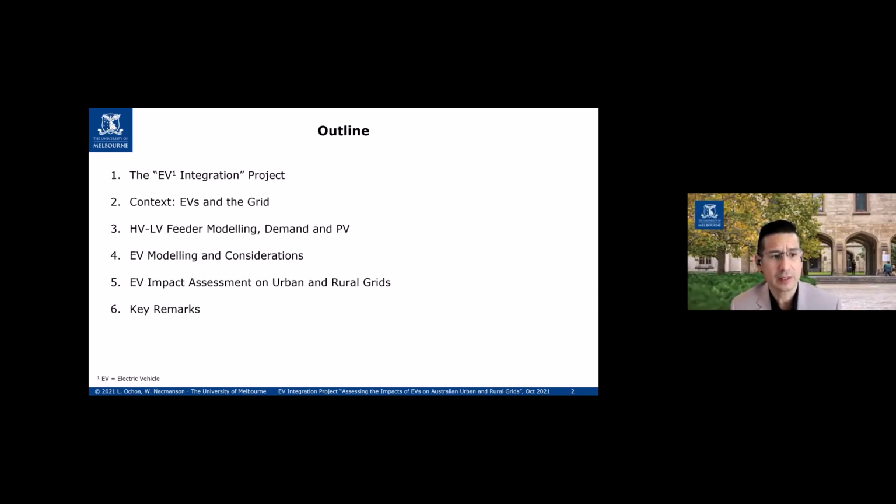And then we will get into the two more important parts of this presentation, which are the actual electric vehicle modeling and the considerations. It is a quite sophisticated modeling that has been done based on real data from an electric vehicle project from the UK. And then mixing everything together, the models of the grids, the demand, photovoltaics, where applicable, and the electric vehicles, we move on to the impact assessment on the different grids that we have modeled. And we're going to present all those very interesting results. And finally, some key remarks.